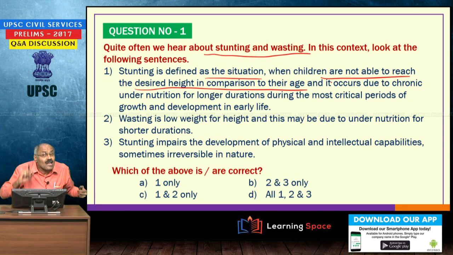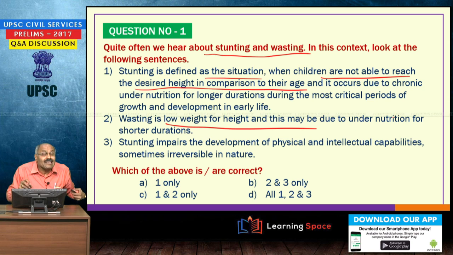Most important is up to 5 years, even before birth also. As the woman is pregnant, at that time also, if sufficient nutrients are not available, and subsequently because of chronic undernutrition for longer periods of time, stunting takes place, and stunting is an irreversible process most of the times.